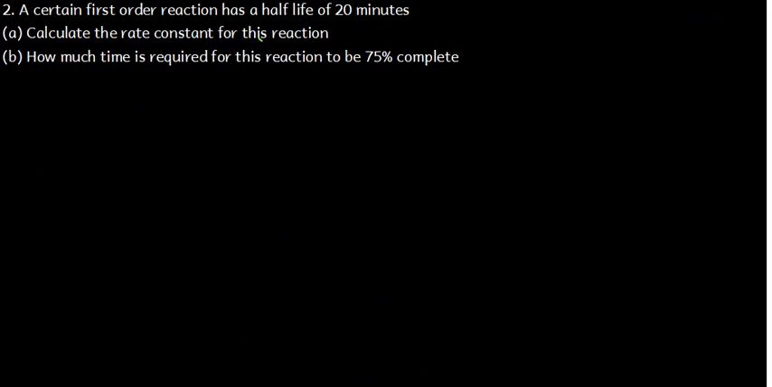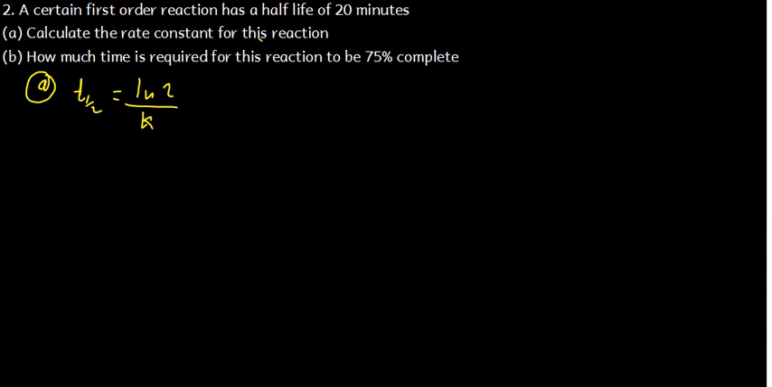Another question: a certain first order reaction has a half-life of 20 minutes. Calculate the rate constant for this reaction. We've been told it is a first order reaction and we want to calculate the rate constant. We've been given the half-life. We know that for a first order reaction, the half-life is given by natural log of 2 divided by k.